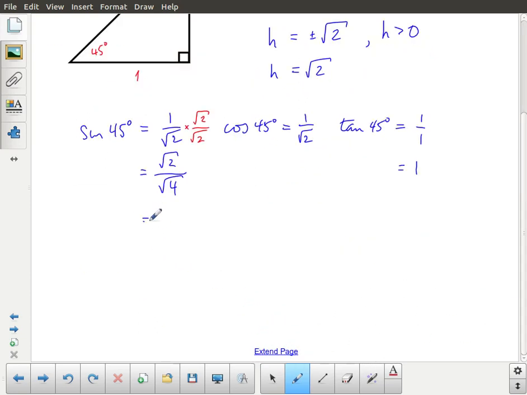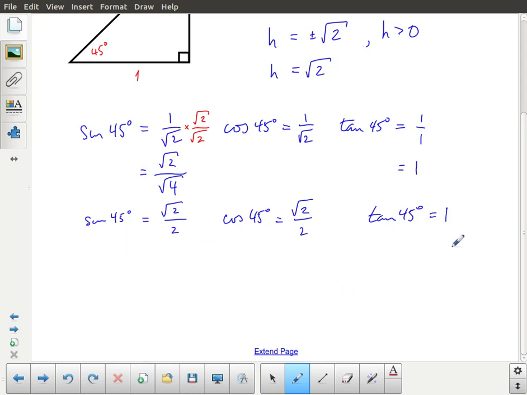And of course that simplifies to root 2 divided by 2. Sine 45 degrees is root 2 over 2. I could have done the same thing with cosine. So the cosine of 45 degrees is equal to root 2 over 2. And as I had before, the tan of 45 degrees is equal to 1.